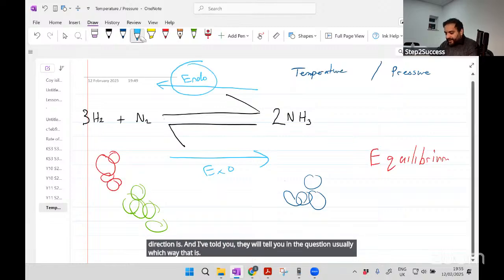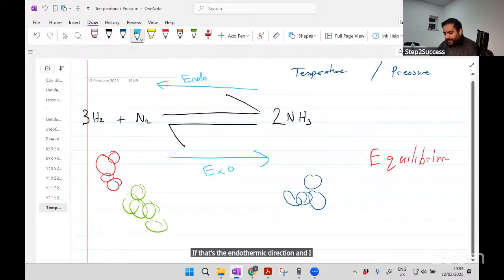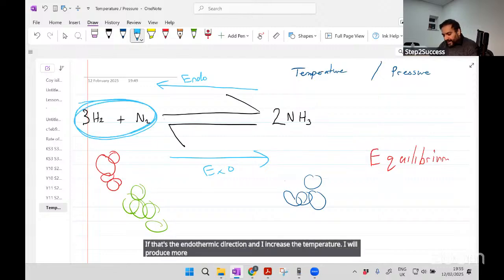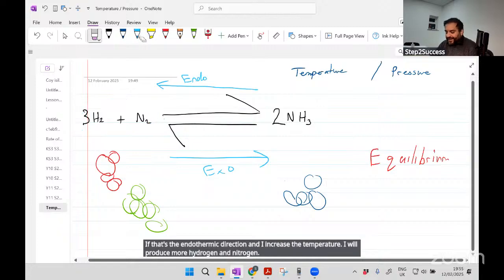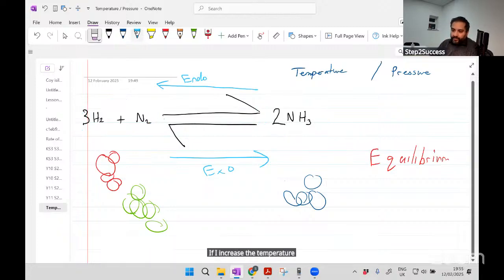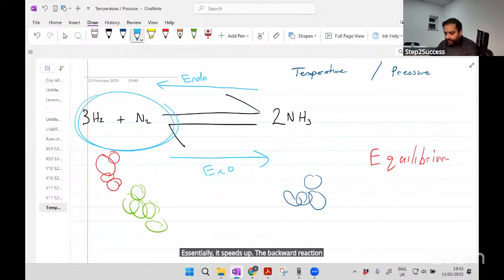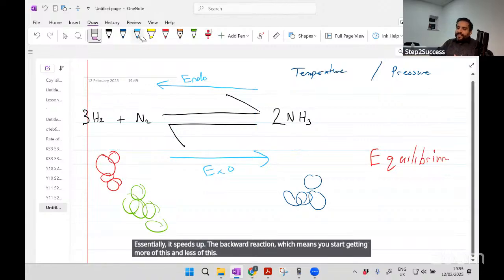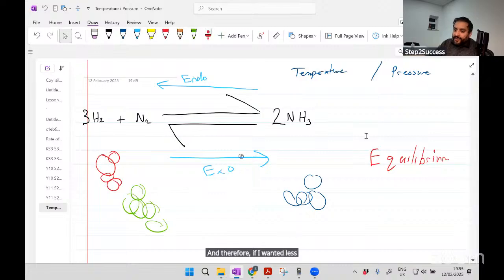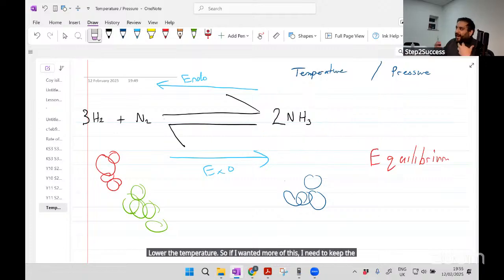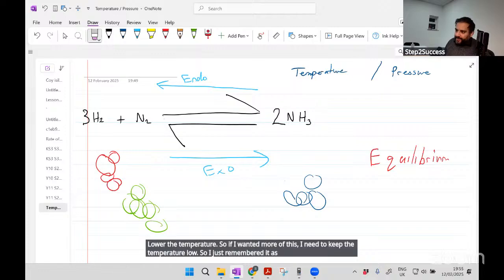So if that's the endothermic direction and I increase the temperature, I will produce more hydrogen and nitrogen, and less ammonia. Therefore, if you get more of one side, you get less of the other. Essentially, it speeds up the backward reaction, which means you start getting more of this and less of this. And therefore, if I wanted more ammonia, I would need to lower the temperature. So if I wanted more of this, I need to keep the temperature low. I just remember it as high temperature, endothermic direction. That's it. If you know that, you will be able to apply that to basically any situation.